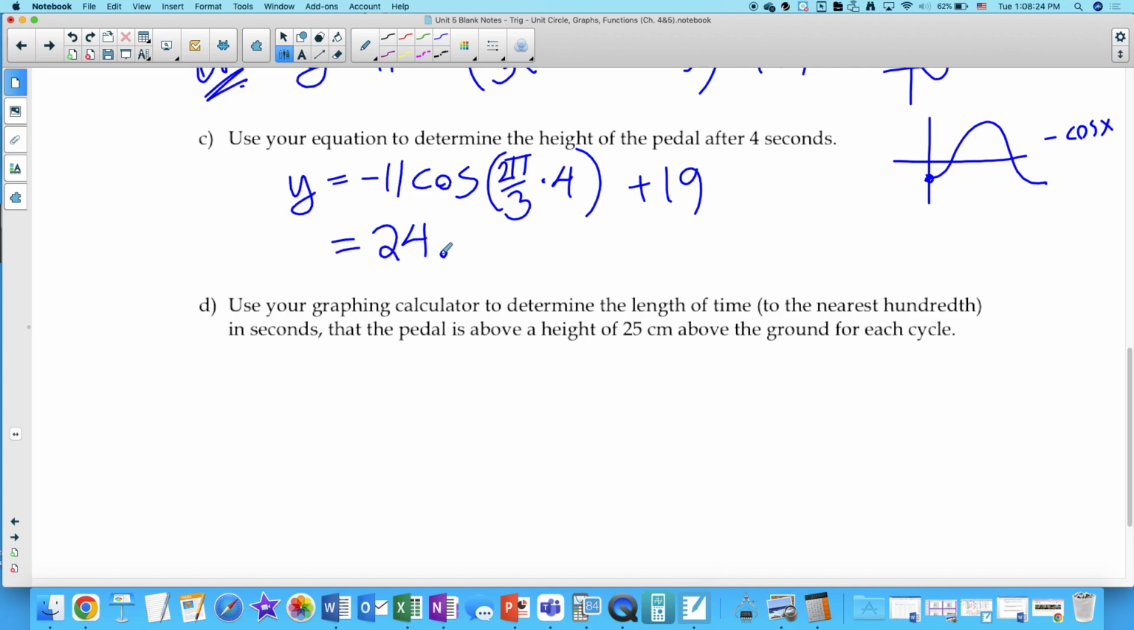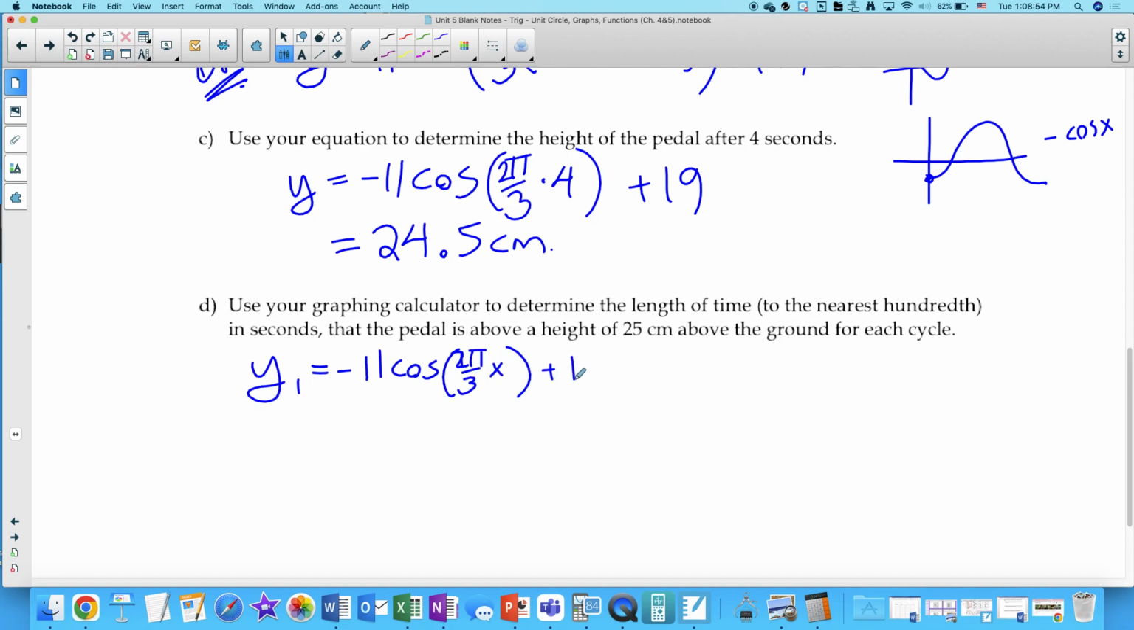Okay, now here we do need to graph this. Use your graphing calculator to determine the length of time to the nearest 100th of a second that the pedal is above a height of 25 centimeters for each cycle. So here we want to graph y1 equals negative 11 cosine 2 pi over 3 x plus 19, and then y2 would be the 25.